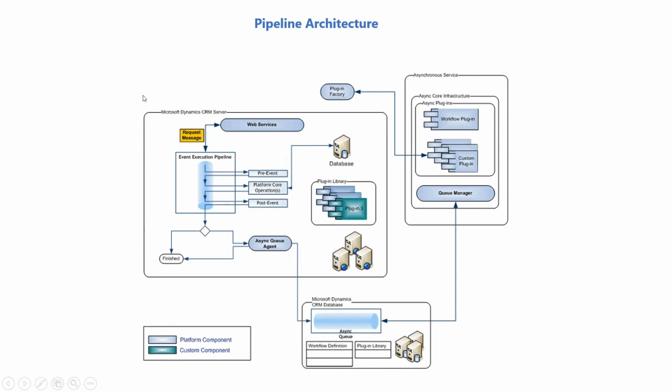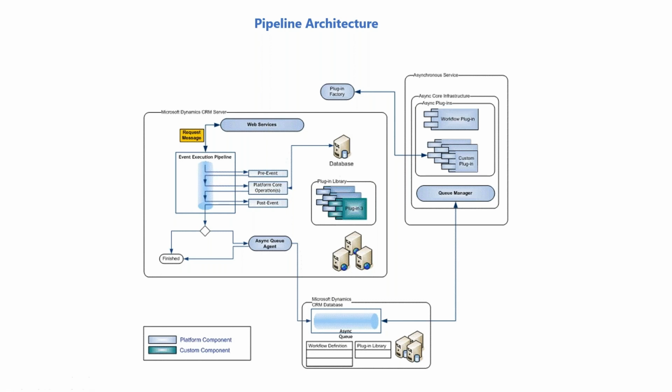Whatever we explained earlier, the diagram is the same. It will go to this event execution pipeline, and it will see pre-event, pre-operation, or post-event. This platform core operation is nothing but the main operation. We can say main operation as platform core operation. From the request, it will go to the pipeline. Here it will determine whether it is pre-operation or post-operation, where it is registered.